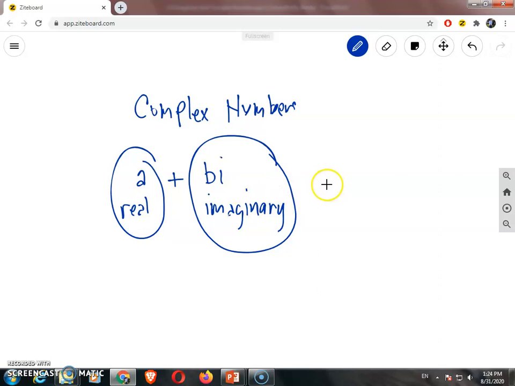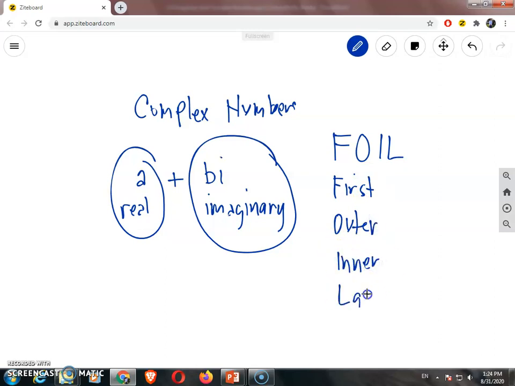Remember, when you're going to multiply again, you're going to add the exponents. And then remember as well, we are going to use now the FOIL method, which is the first, the outer, the inner, and then the last term when you are going to multiply.